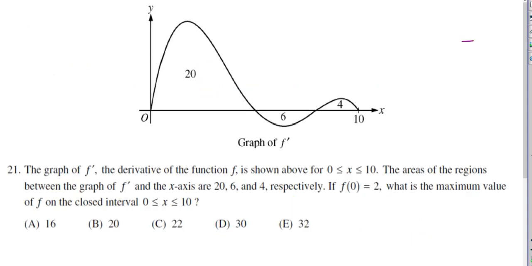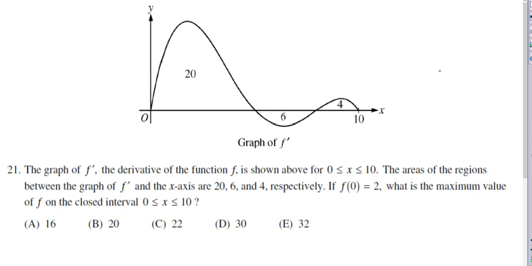All right, 21 is a really good one. We'll talk more about this when we do our graphical FRQs, but it says the graph of f prime, the derivative of the function f, is shown above for the closed interval 0 to 10. The areas of the regions between the graph of f prime and the x-axis are 26 and 4, respectively. They've shown those areas. If f of 0 is 2, it's the max value, so it's the absolute max y value of f on that closed interval.